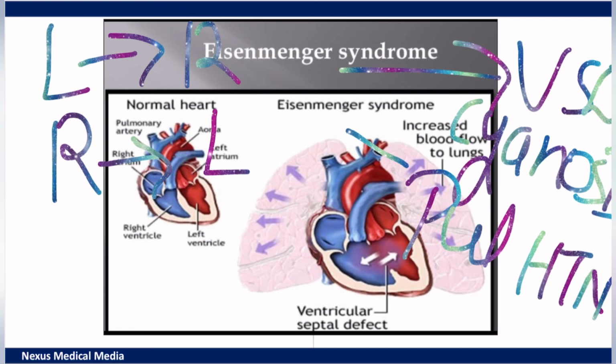So please always remember it will be from left to right shunt. It will be the same for the arterial defect, or it will be the same for the defect which we are talking about, that is your ventricular septal defect.